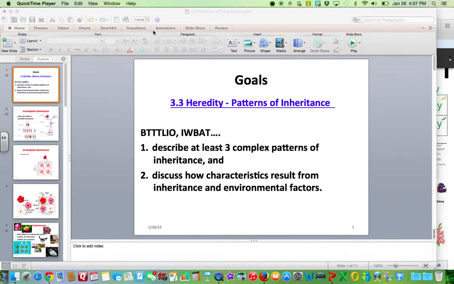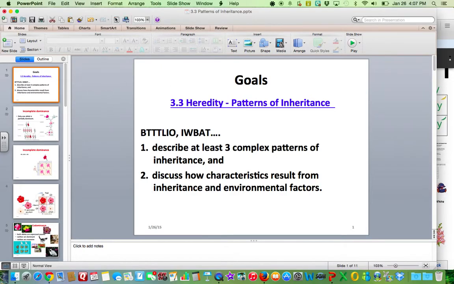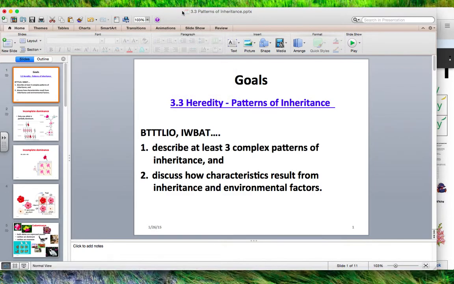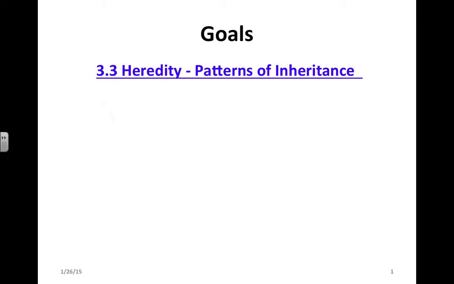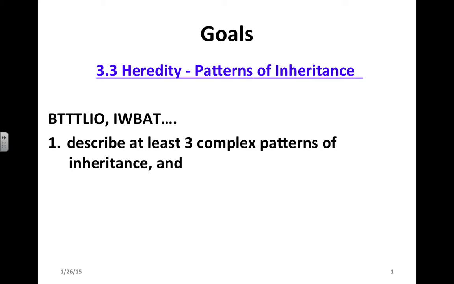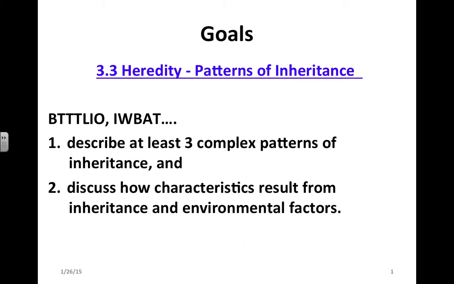Our topic today is Chapter 3, Section 3, and we have two goals. By the time this lesson is over, I will be able to, number one, describe at least 3 complex patterns of inheritance, and number two, discuss how characteristics result from inheritance and environmental factors. This is Chapter 3, Section 3, on heredity, and it's called Patterns of Inheritance.